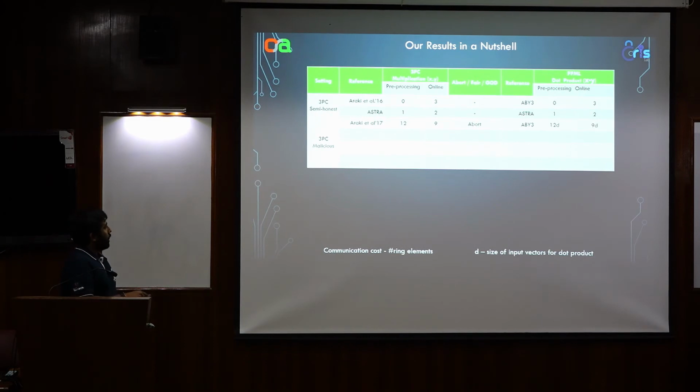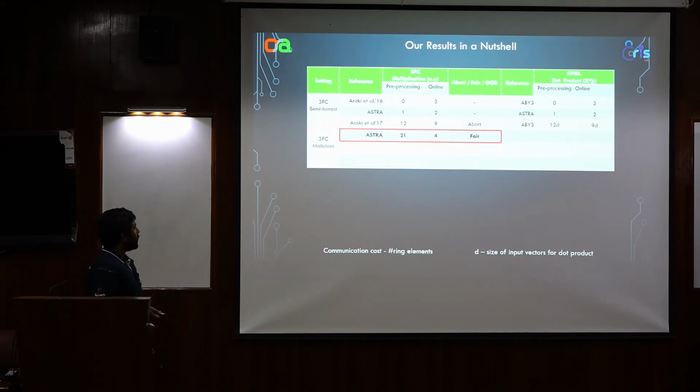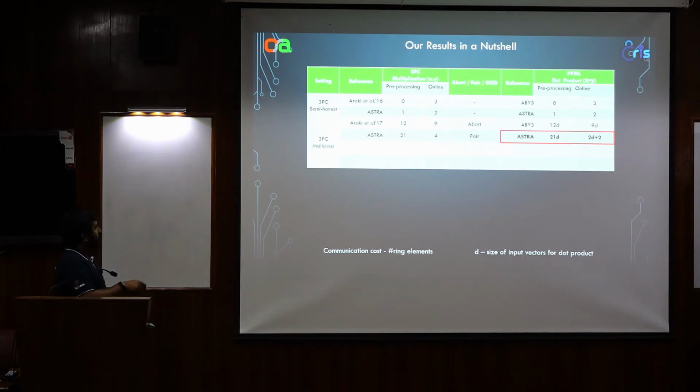So the work of Araki et al. considered the 3PC malicious case as well, and when they converted this multiplication to the case of dot product, the cost was directly proportional to the length of the vector. So in Astra we could basically trade off the pre-processing cost and reduce the online cost from 9 to 4, and we achieved the security notion of fairness. And the interesting result is, when it comes to dot product, the online cost is not directly proportional to the number of multiplications in the underlying vector, but rather it is reduced from 9D to 2D plus 2.